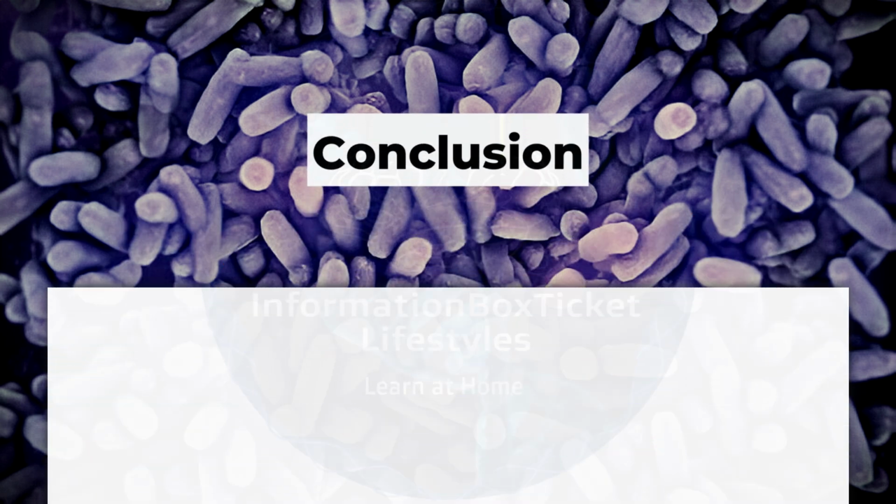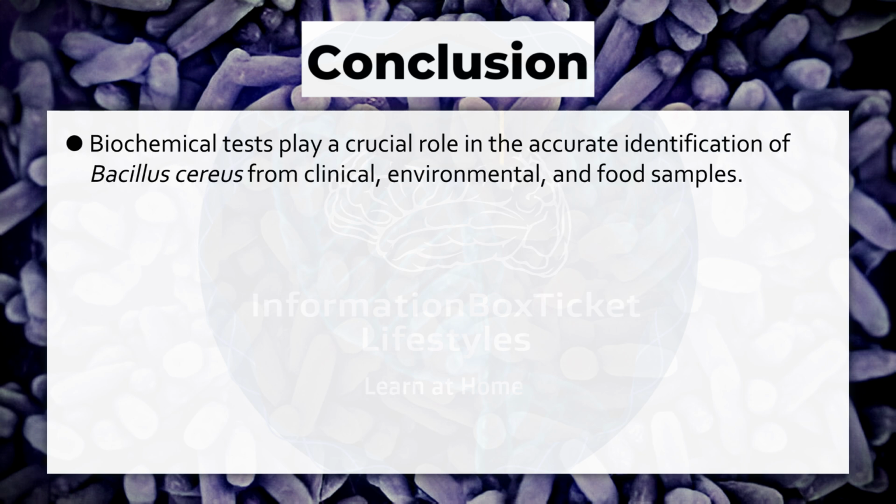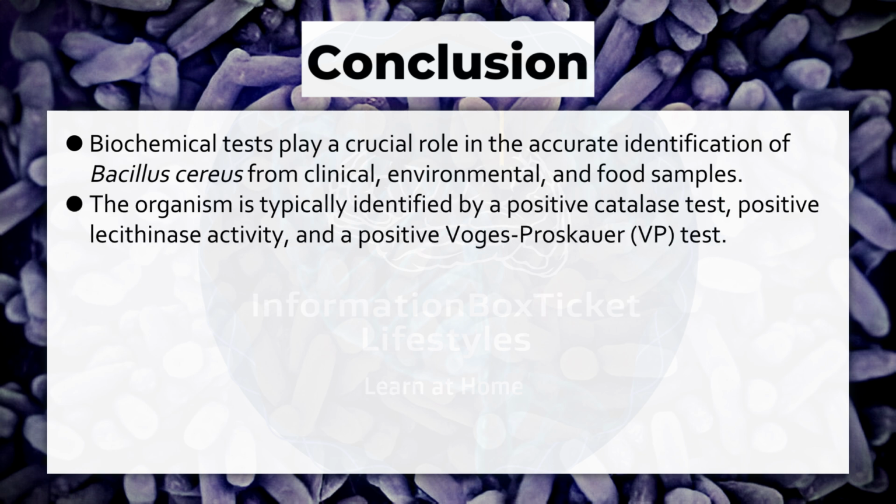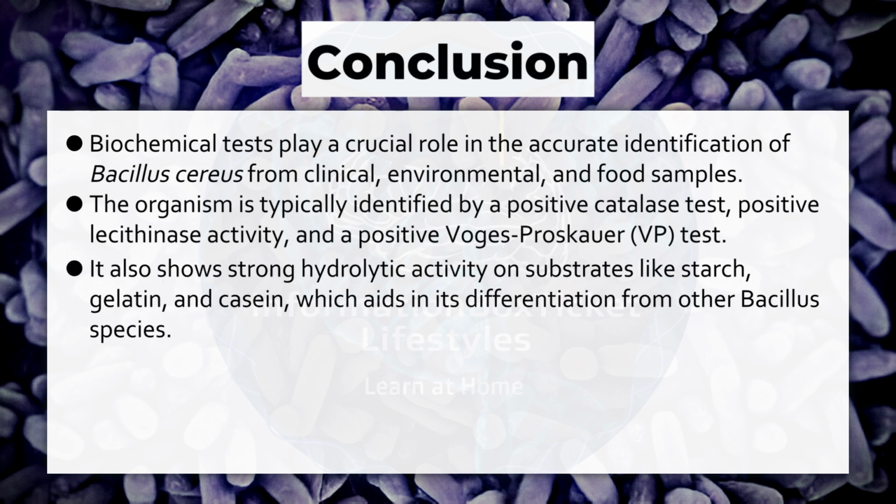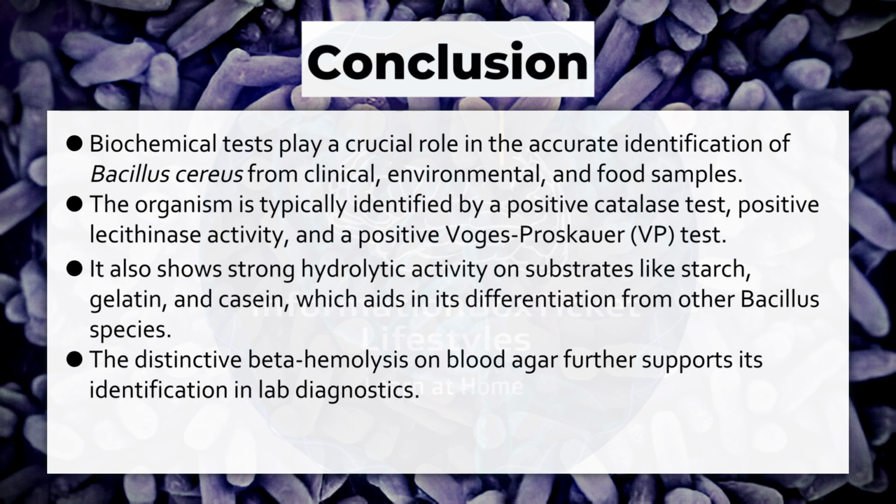Conclusion. Biochemical tests play a crucial role in the accurate identification of Bacillus cereus from clinical, environmental, and food samples. The organism is typically identified by a positive catalase test, positive lecithinase activity, and a positive Voges-Proskauer (VP) test. It also shows strong hydrolytic activity on substrates like starch, gelatin, and casein, which aids in its differentiation from other Bacillus species. The distinctive beta hemolysis on blood agar further supports its identification in lab diagnostics.